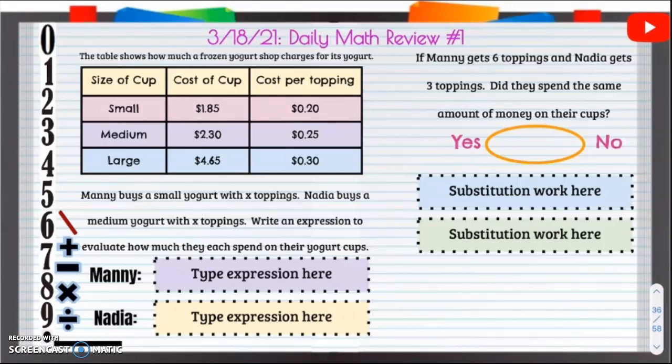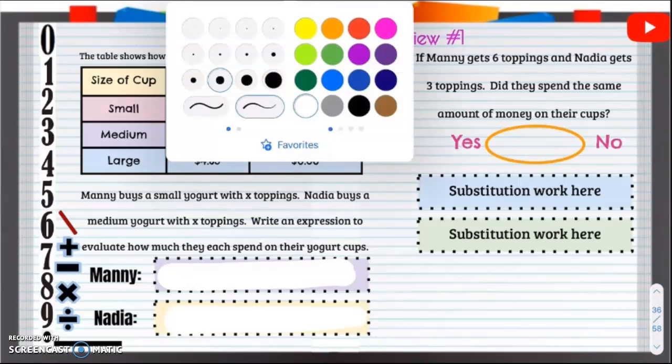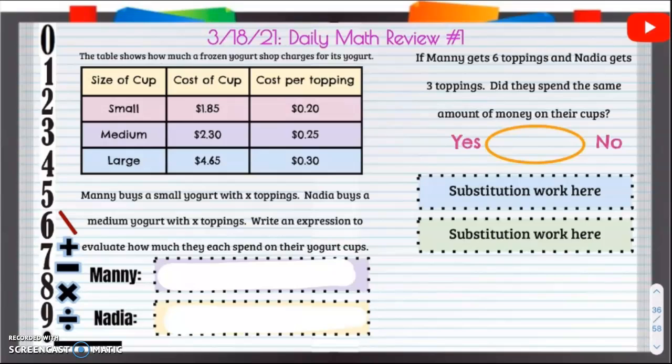First of all, we're going to get some room to write our expressions here. First off, Manny. It says Manny buys a small cup of yogurt with X amount of toppings. We don't know how many toppings, so small cup, X amount of toppings, that would be times the 20 cents. So Manny gets the small cup for $1.85, plus the toppings. It's $0.20 for each topping, for X amount of toppings. If he gets 2 toppings, then it'd be 40 cents more. If he gets 3 toppings, it'd be 60 cents more, and so on and so on.